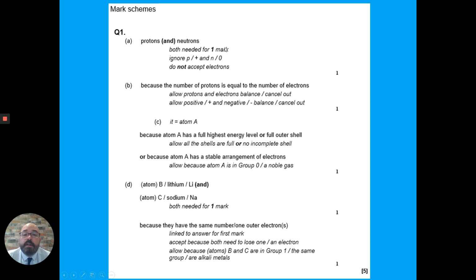The other information here is guidance for the examiner, the person marking the paper, and as it says, ignore P and N. So if you just put P and N, it's unfortunate. You do know what you're talking about. You know it's P and N, protons and neutrons, but for the level of demand of the question, unfortunately, you wouldn't get it. You do have to say protons and neutrons, and clearly any reference to electrons isn't acceptable.